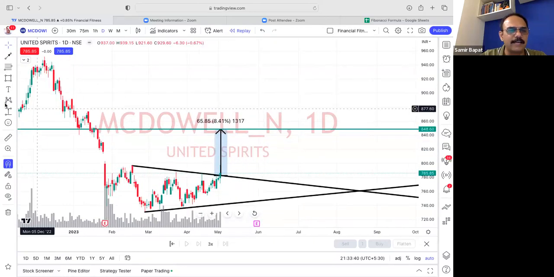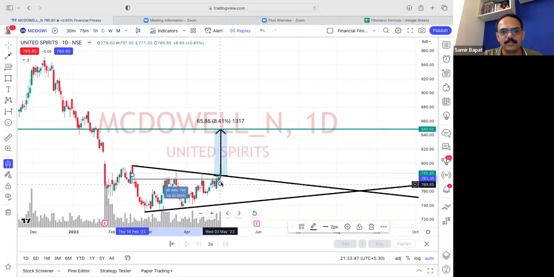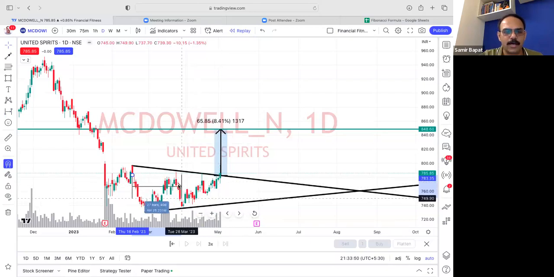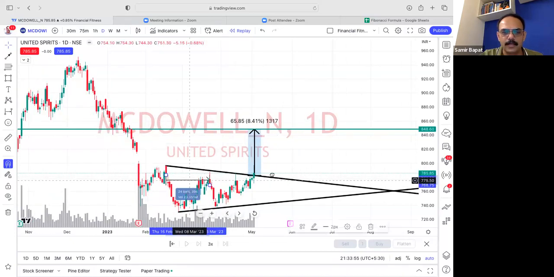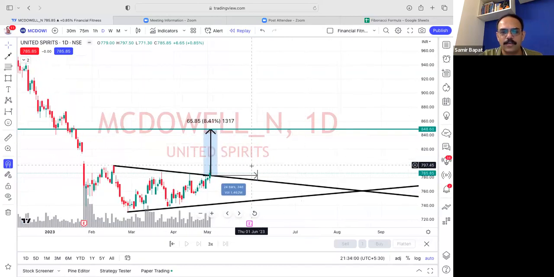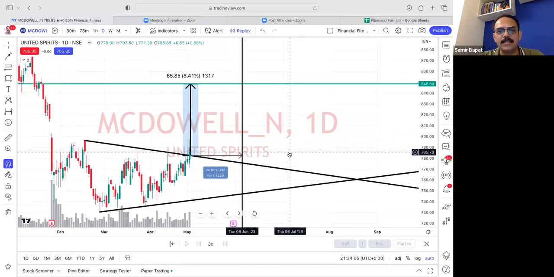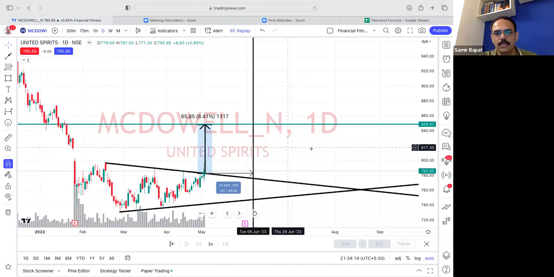How many days will it take? It will take half the days of the consolidation. From here to here, it has consolidated before the breakout, 48 bars. We reduce it to 24 bars. Now from the breakout date, 24 bars. So it will be interesting to observe. Earnings is also coming. So it will be reaching 848 most likely within this zone before 6th of June, since it has started going up.